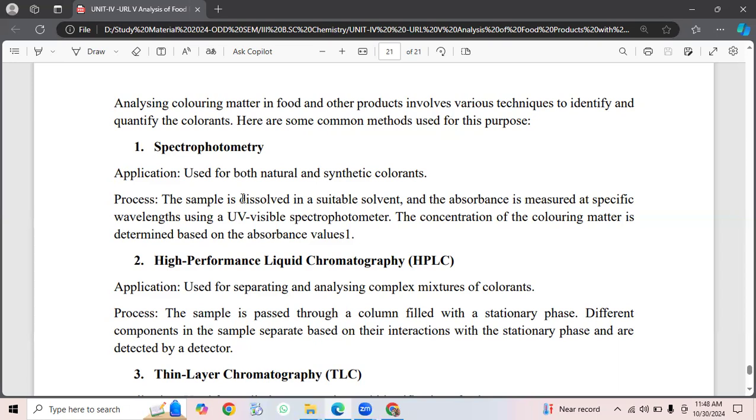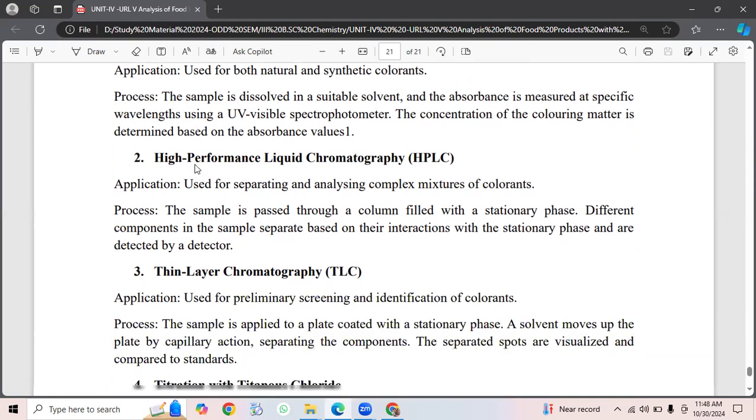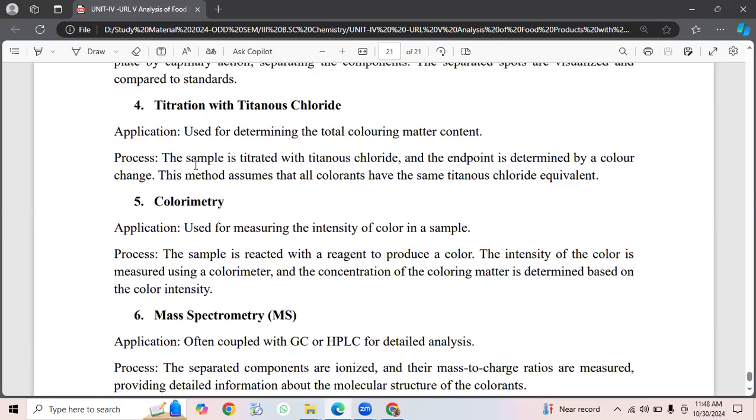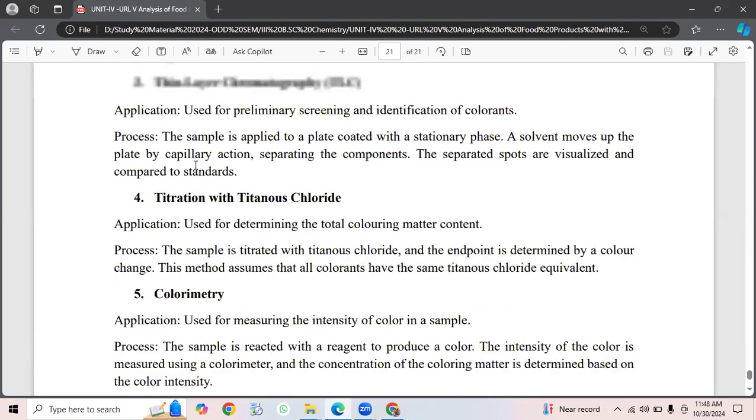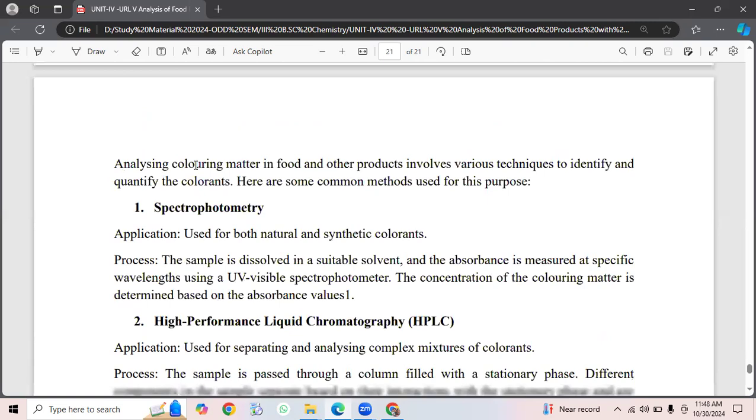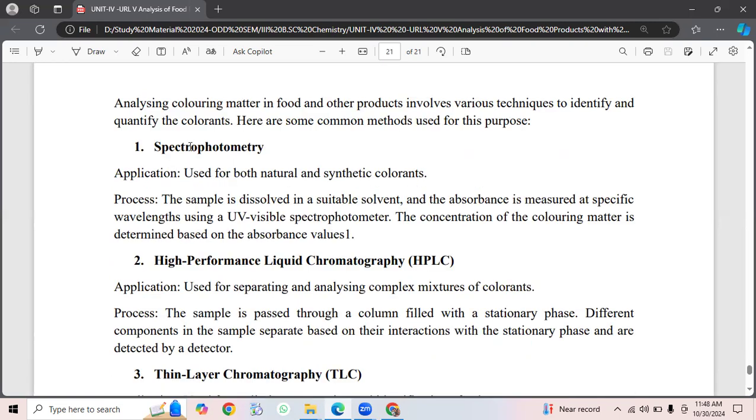In the last two videos, we briefly explained the working process of each instrument like GC, HPLC, MS, etc. In the same way, for coloring matter the methods are spectrophotometry, HPLC, thin layer chromatography, titration with titanium chloride, colorimetry, and mass spectrometry. So in this session, we will see very shortly the application and process for coloring, as we have already seen the working process of these instruments.